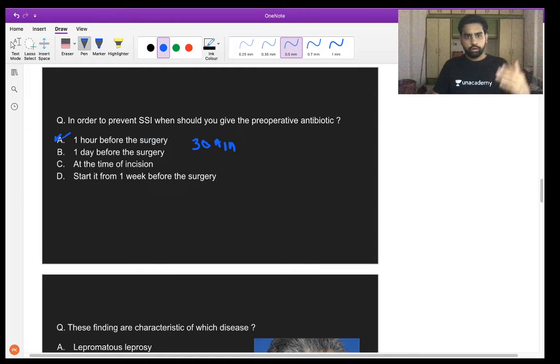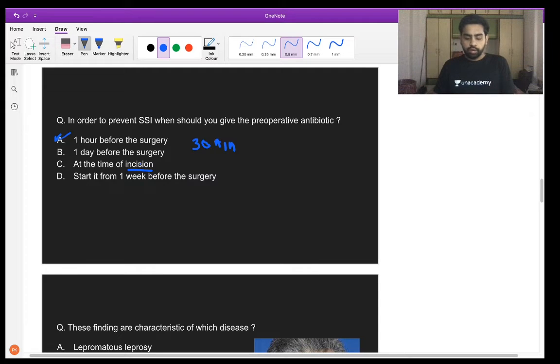If at all 1 hour or 30 minutes is not given in the option, then the next best answer is at the time of induction of anesthesia. Please understand, it is not at the time of incision, it is at the time of induction of anesthesia. So what is the rationale? The concentration of the antibiotic should be maximum when you put an incision on the skin. That is the rationale behind it. I hope you understand this.